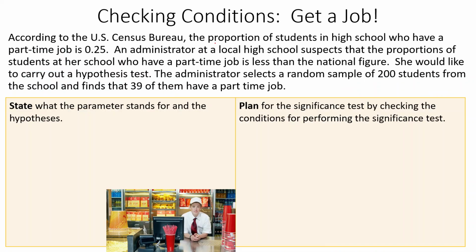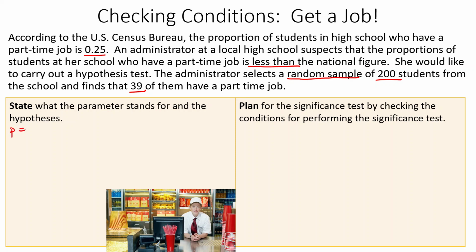So according to the U.S. Census Bureau, the proportion of students in high school who have a part-time job is 0.25 or 25%. An administrator at a local high school suspects the proportion of students at her school who have a part-time job is less than the national figure. She would like to carry out a hypothesis test. The administration selects a random sample of 200 students from her school and finds that 39 of them have a part-time job. So what does the parameter stand for, and what are the hypotheses first?